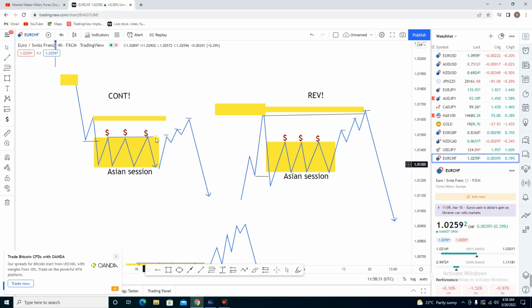Right, and as you can see, we've got an inducement. Right, and remember the magic number is number 3. Right, as this number will be changed 3 times. Right, when it comes to the high of the day, as we are looking for shorts in this case.